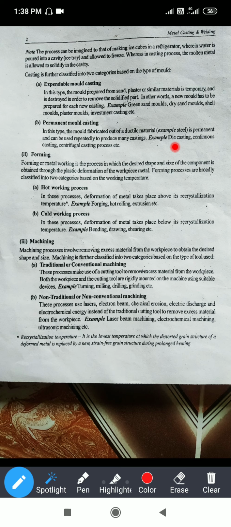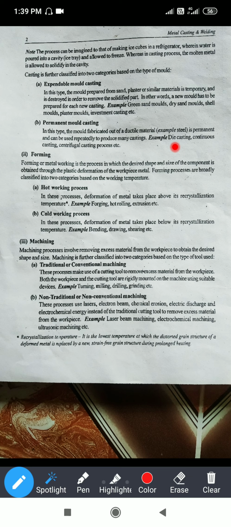In expandable mold casting, the mold prepared from sand, plaster or similar material is temporary and is destroyed in order to remove the solidified part. In other words, a new mold has to be prepared for a new casting. So these types of molds, prepared from sand, plaster or similar material, are temporary. These types of molds are not used for mass production.